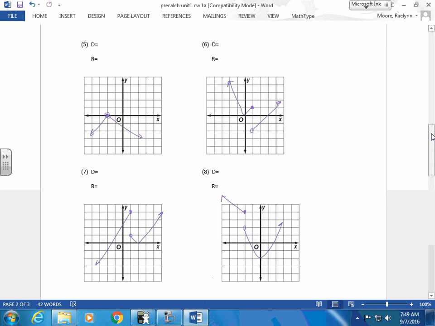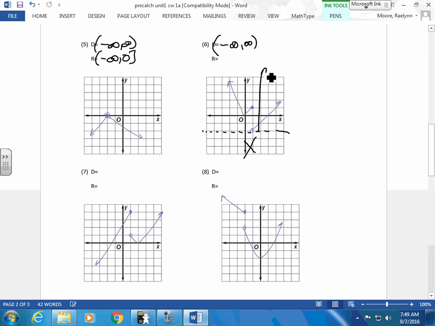What's the domain for number 5? We're kind of seeing that, right? Because this is a function, one is open and one is closed. How about your range? 0. Good. Everybody's getting this? Number 6, your domain. And your range. Okay, so here's our cutoff. We can't use anything down here. We're going to start here and use everything up here. So -2 to infinity. Good.